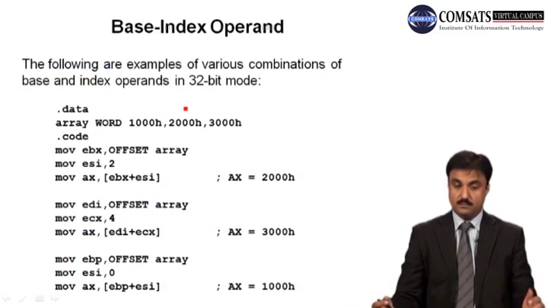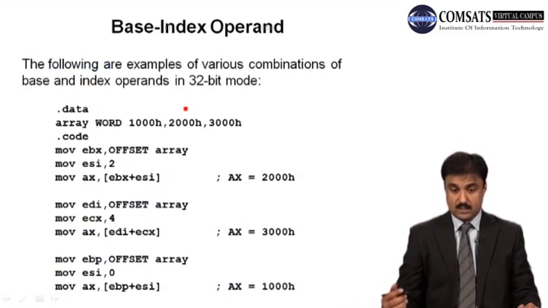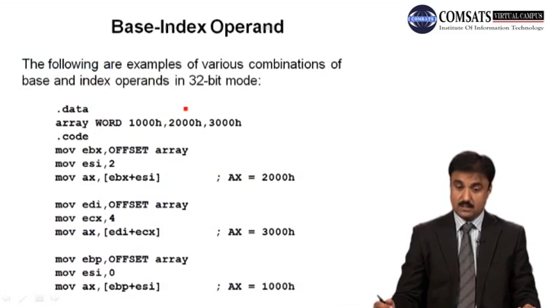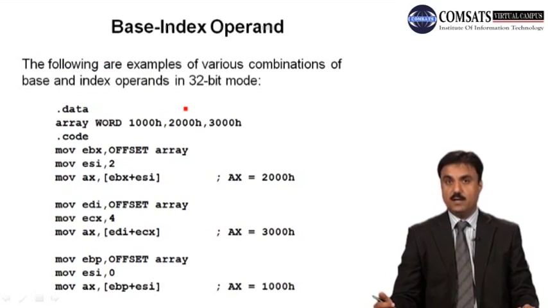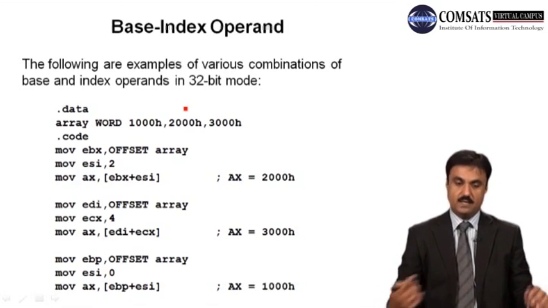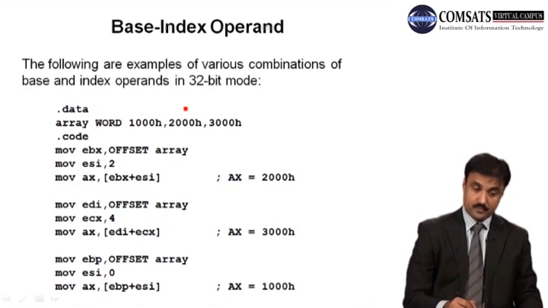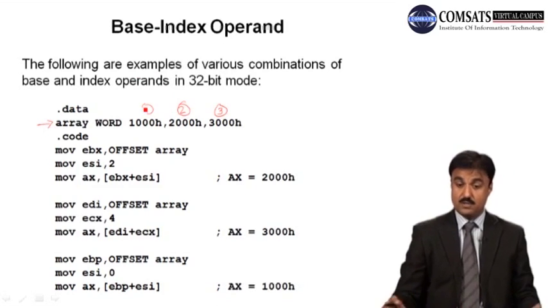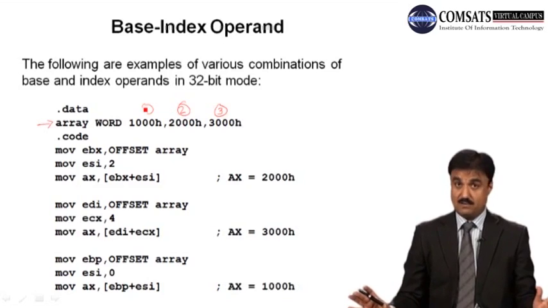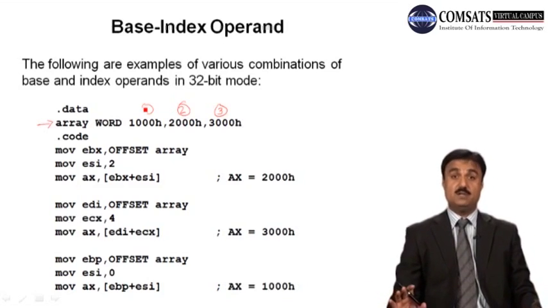Now here you can see one example. This is an example which uses 32-bit mode, and as we know, the base register and the index register can be any of the general purpose registers. Here, for example, we have defined an array. Inside this array there are three elements: element number 1, element number 2 and element number 3. We are not using any two-dimensional array right now, only one-dimensional.